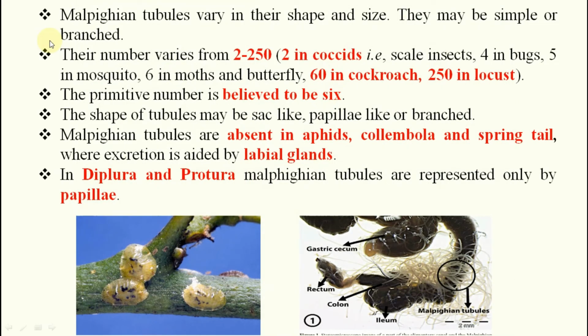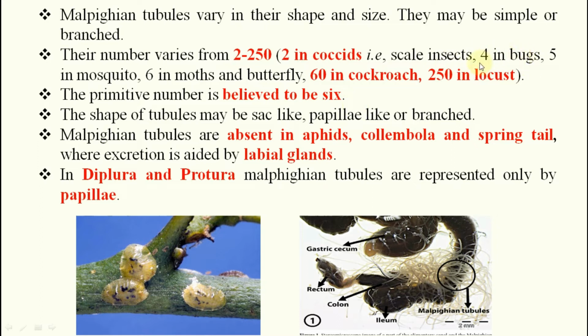Next, you see the number. I think Ankit has asked that question: how many Malpighian tubules will be there? Malpighian tubules vary in their shape and size. They may be simple or branched, not important. Their number varies from 2 to 250. Two in the case of coccids, the smallest insects, the scale insects or mealybugs. They have only one pair of Malpighian tubules.